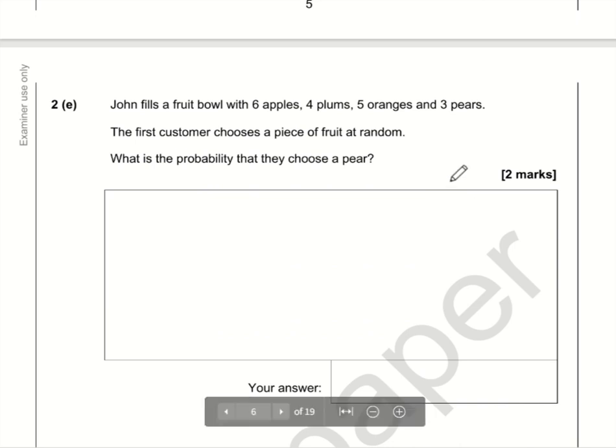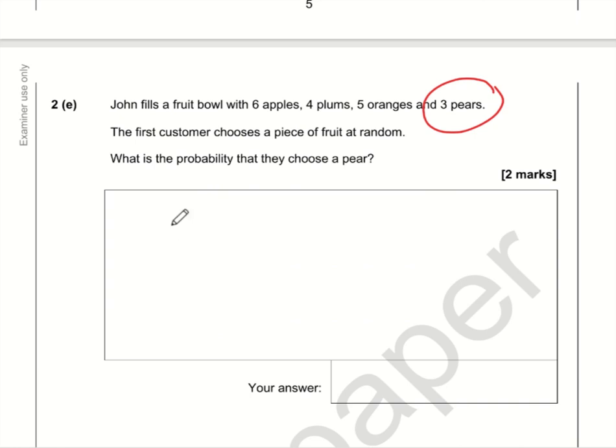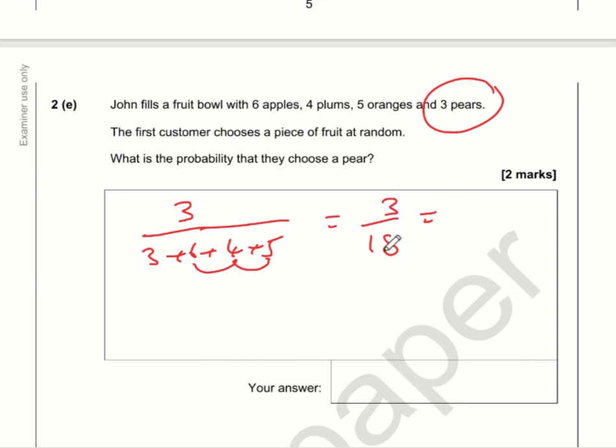Okay, so for E, what's the probability of choosing a pair? Well, that is 3 out of the total, which is 3 plus 6 plus 4 plus 5. 6 plus 4, 10, 15, 16, 17, 18, so that is 3/18. Both of these numbers are in the 3 times table, so let's divide both by 3. In other words, we're just simplifying the fraction. 3 divided by 3 is 1, 18 divided by 3 is 6, so that is 1/6.